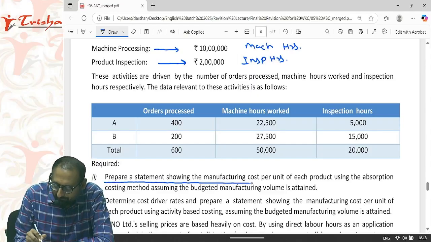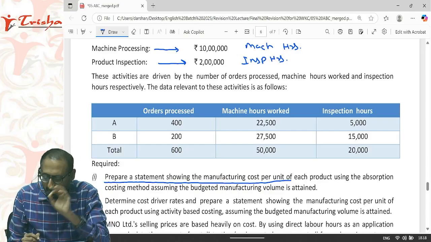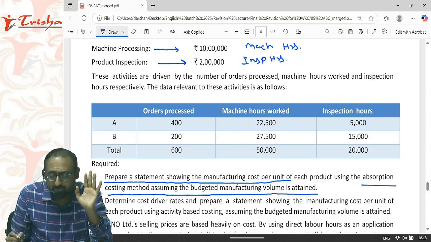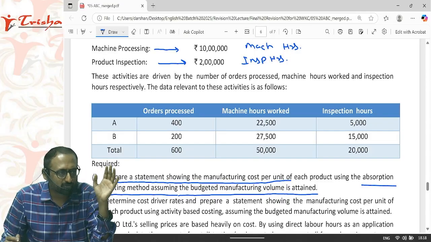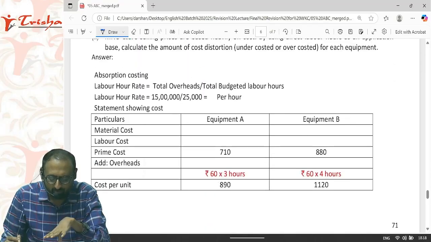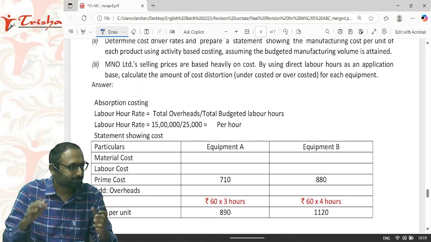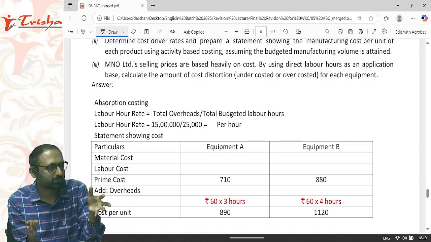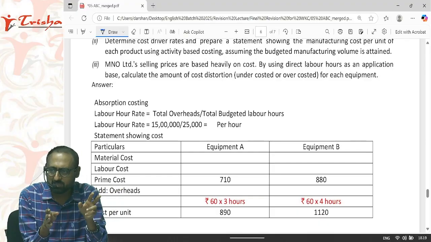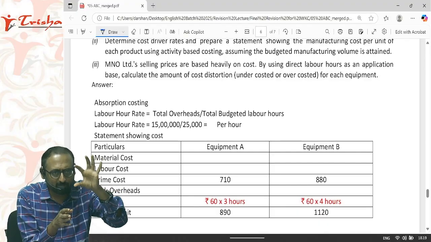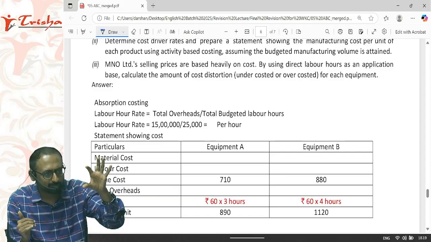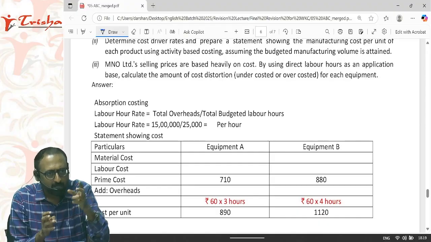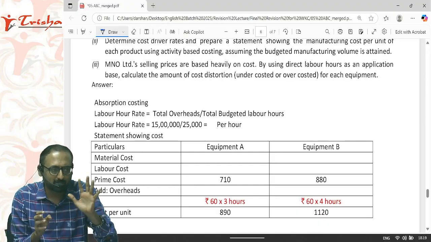Prepare a statement showing manufacturing cost per unit of each product using the absorption method of costing, assuming budgeted manufacturing volume is attained. Yes, sirji, you will have to follow the traditional method of costing. Quick answer: for the traditional method of costing, what will be the first step? Remember, in the traditional method, first you calculate the overhead absorption rate and then you prepare the cost sheet. Two steps you will have to follow. The first step will be to calculate the overhead rate as given in the question, whether machine hour rate, labor hour rate or unit rate. Read the question and calculate that. Once you calculate the overhead rate, immediately you can prepare the cost sheet.